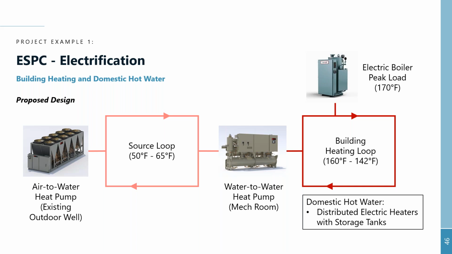So this 50 to 65 degree loop was needed, and we were able to do it with an air to water heat pump, kind of acting like, I call it, a condenser water loop. There is an existing outside well that we were able to locate that equipment in, and then deliver our loop into the existing mechanical equipment room. We looked at the domestic hot water, just making them all decentralized. So electric hot water heaters with storage tanks.